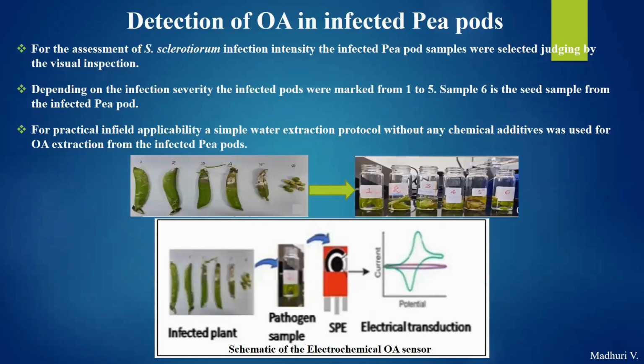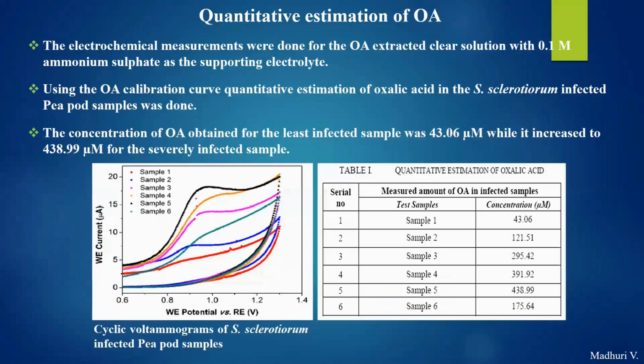Detection of oxalic acid was carried out in infected pea pods which were locally obtained, first based on the visual infection, and then a very small water extraction protocol without any chemical additives was utilized for not isolating, but extracting the oxalic acid from these infected pea pods. These samples were then characterized using the current measurement. Electrochemical measurements were done for the extracted solution with 0.1 molar ammonium sulfate as a supporting electrolyte.